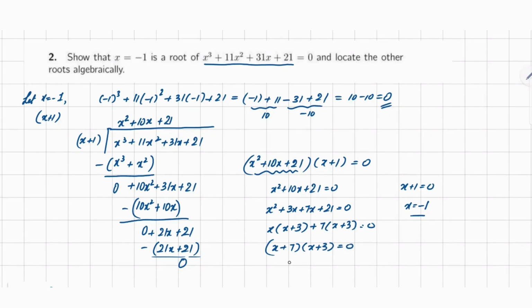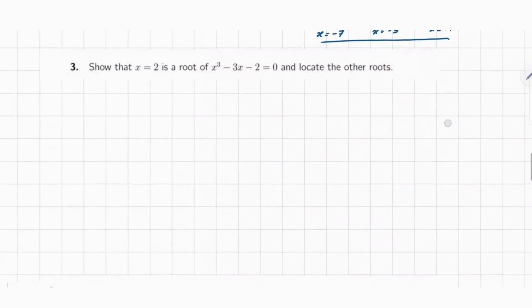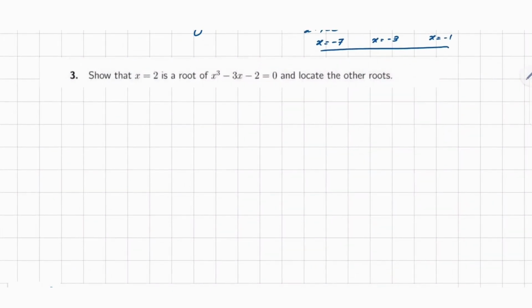We can equate each of the factors to 0 to find the root, which gives us x plus 7 equals 0 and x plus 3 equals 0. That is x equals minus 7, x equals minus 3, and we have x equals minus 1 from the question. These are the three roots. For the next question, it's similar to the previous one.